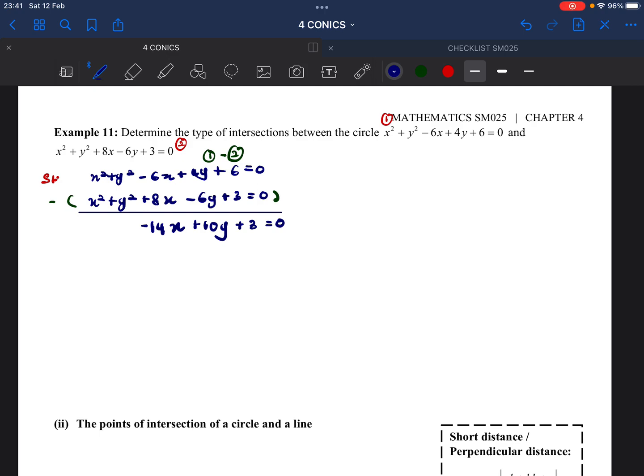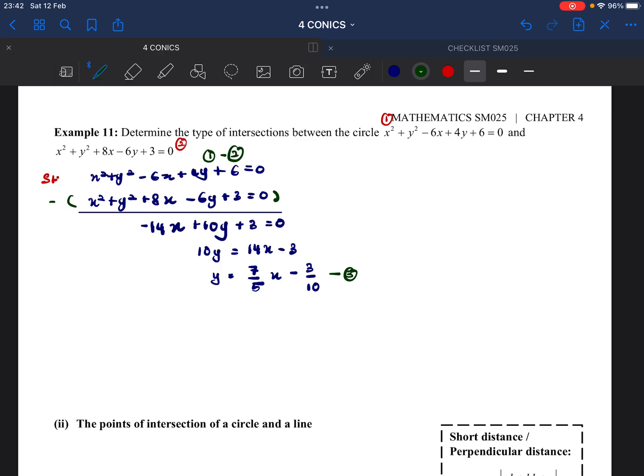It is so much easier if you can make y or x the subject. So let's do that. 10y equals 14x minus 3. So here we are going to make y the subject. So we have 14 over 10 x minus 3 over 10. Let's simplify this: 14 over 10 is 7 over 5. So this is the third equation. So that is your first step.